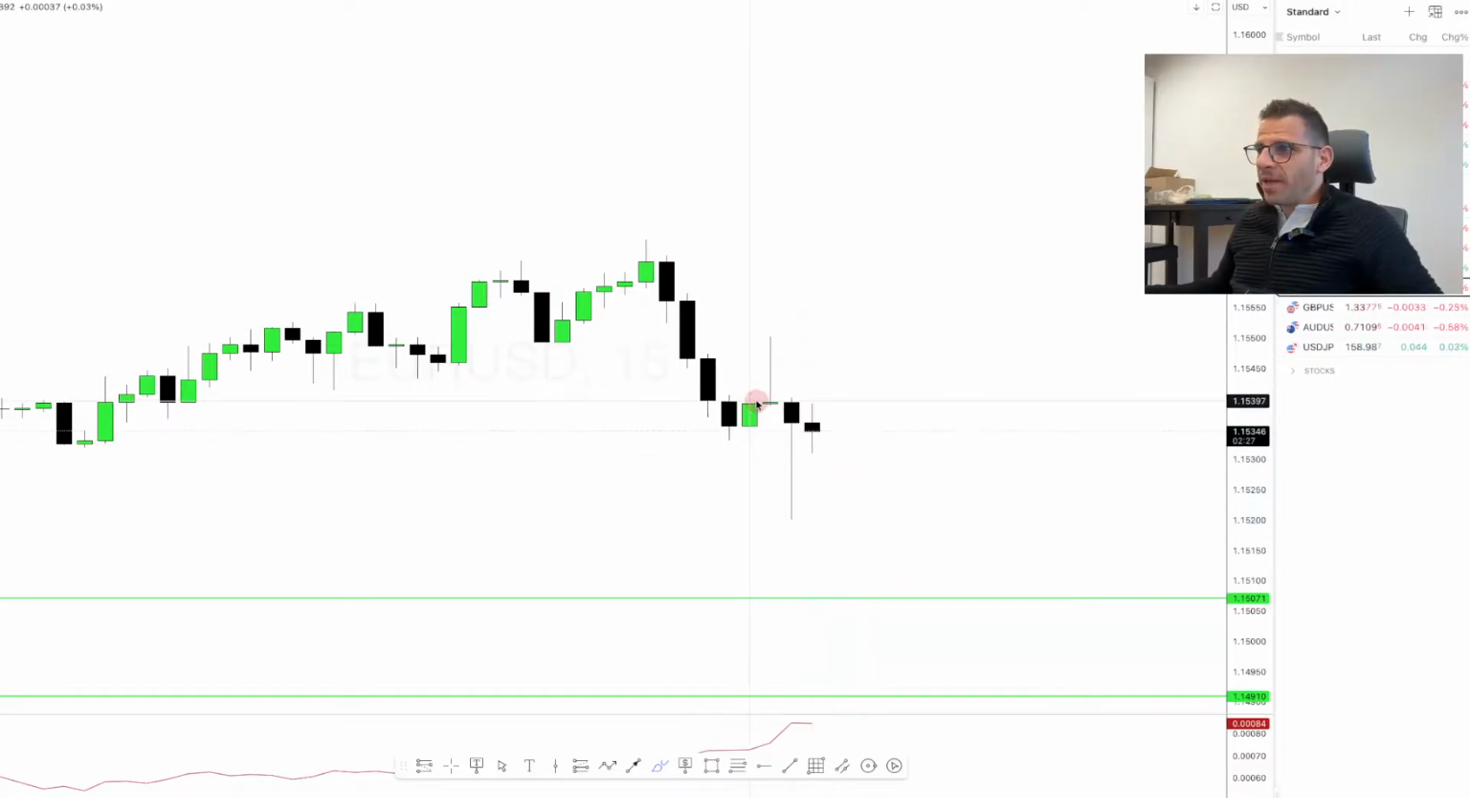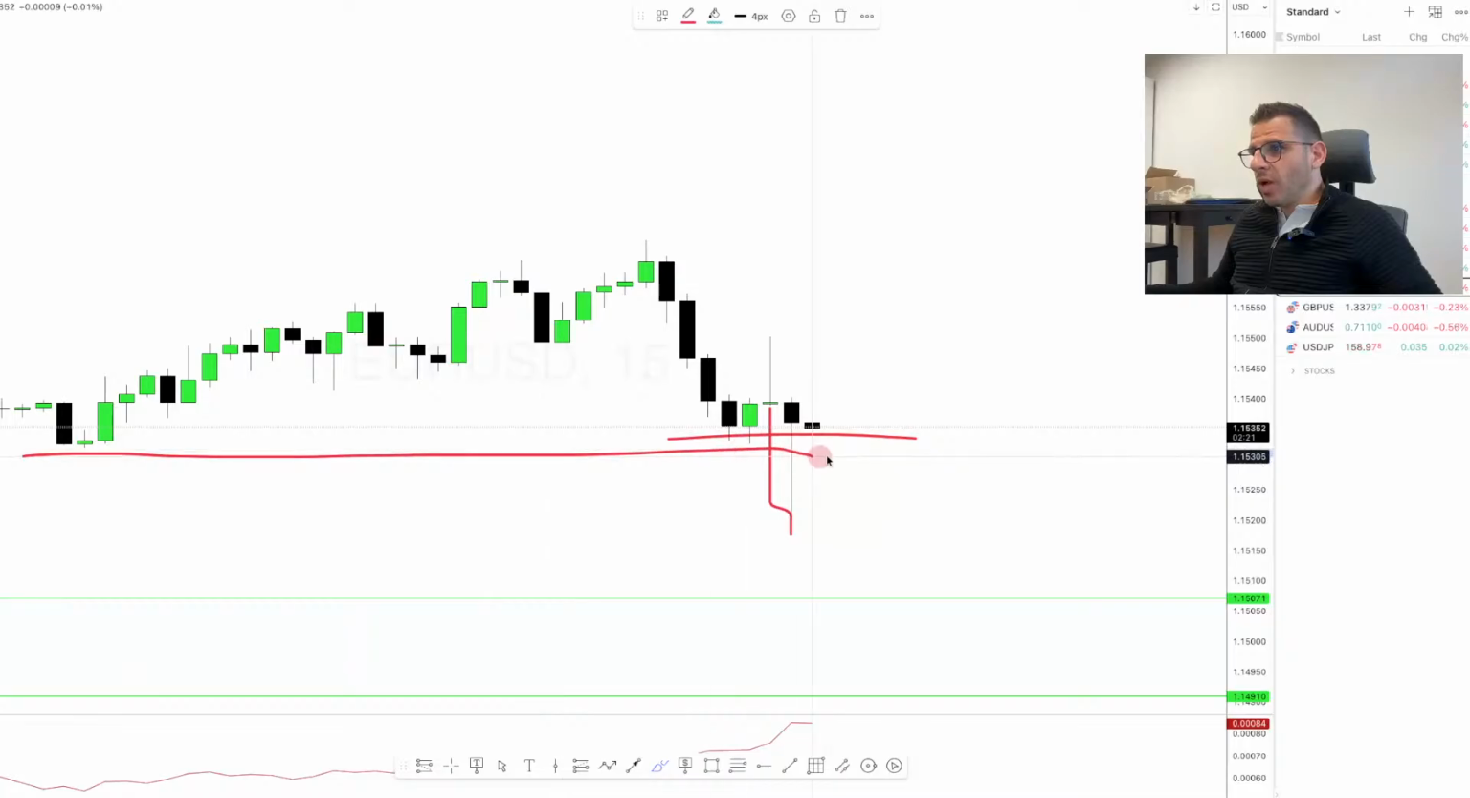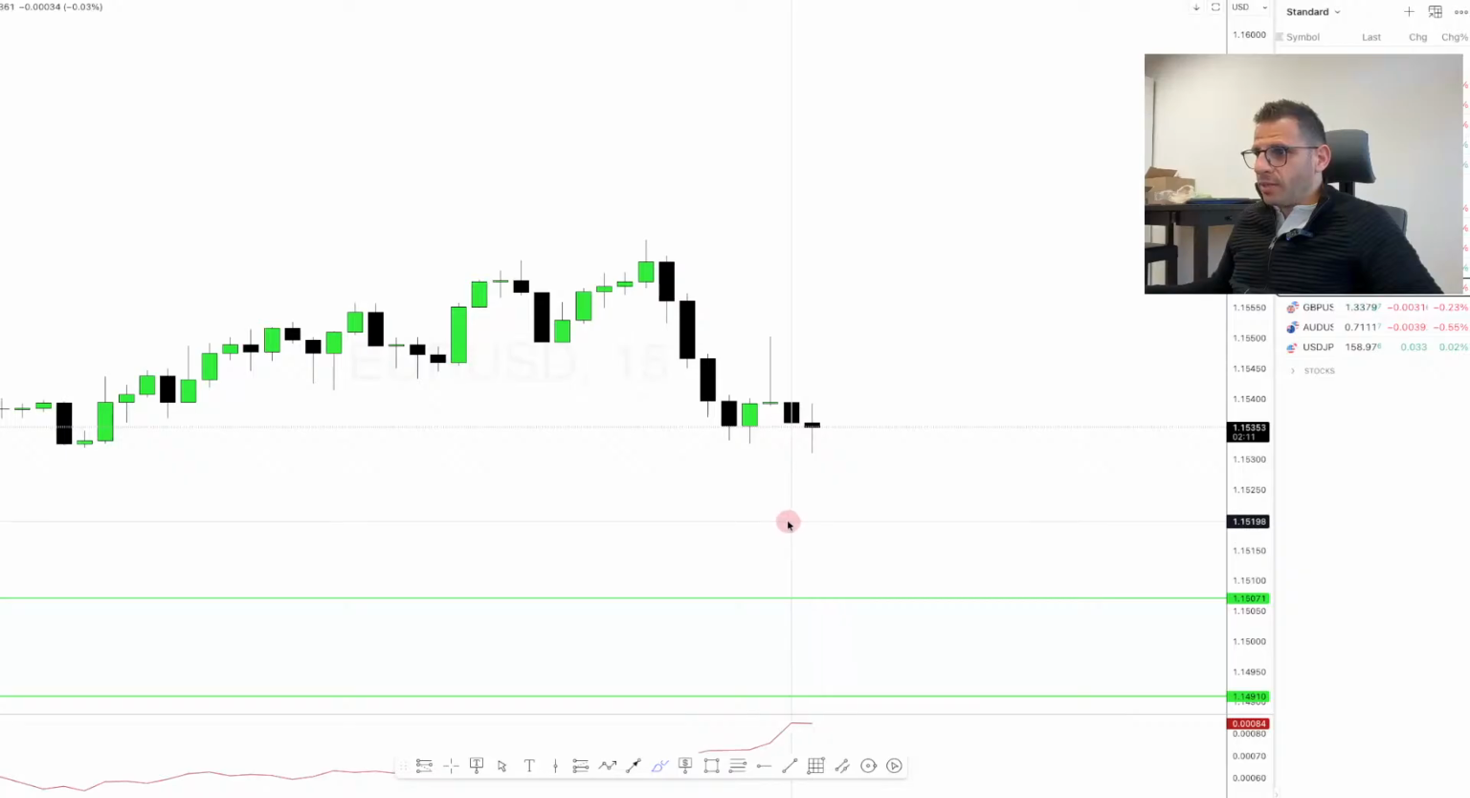But what happened 15 minutes later? Sellers pushed the price lower, but buyers were picking up and absorbing all the sell contracts here and all the sell orders. And then the price moved up and the candlestick closed as a bullish candlestick. So from this point, we do expect the buyers to step in.